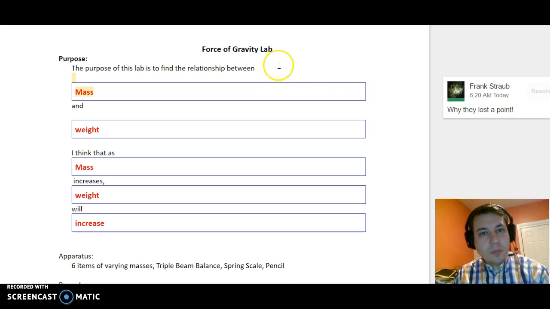All right, so the force lab. The purpose of the lab was to look at the difference between mass and weight, and you could have done weight or mass there. Generally, what we're looking at is that as the mass increases, we think the weight of the object will increase. So let's take a look at the lab and see how we did.